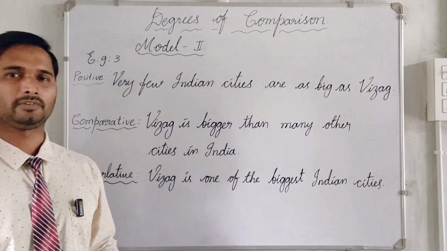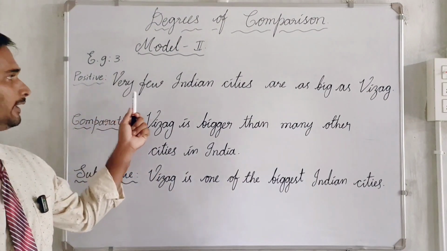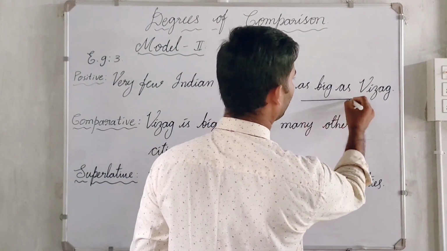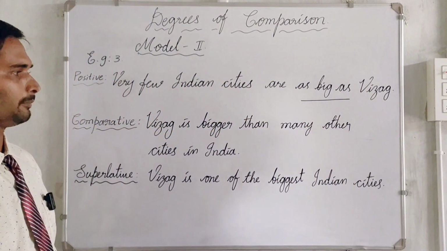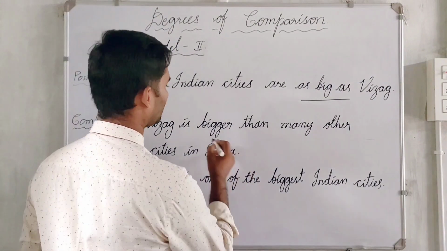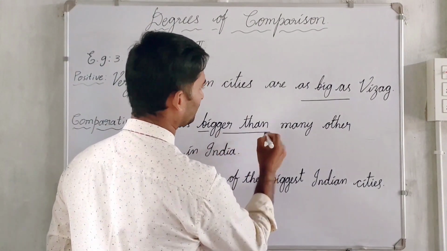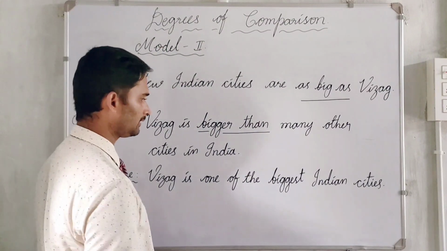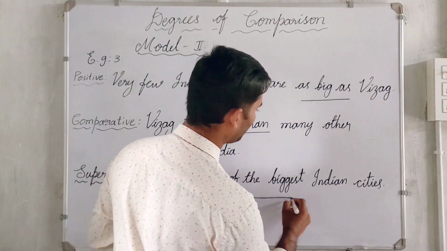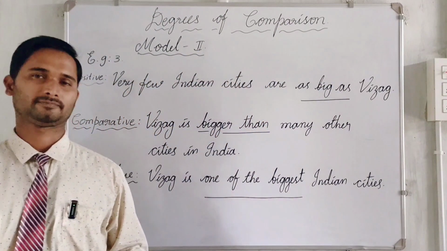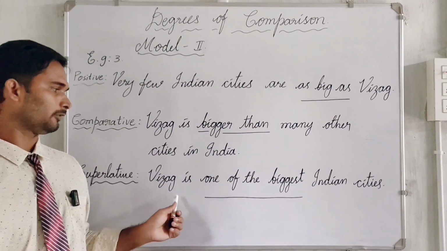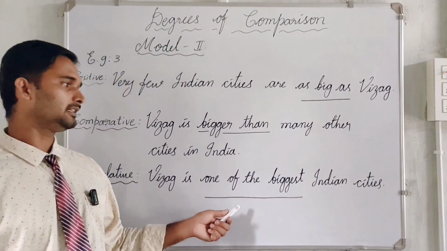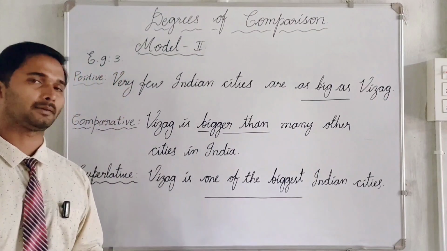Let us learn the model 2 with some more examples. Example 3. Very few Indian cities are as big as Vizag. No comparison is made. Vizag is bigger than many other cities in India. Bigger than many other cities. And the superlative form. Vizag is one of the biggest cities. Vizag is one of the biggest Indian cities. It means there are many big cities in India and it is one of them.